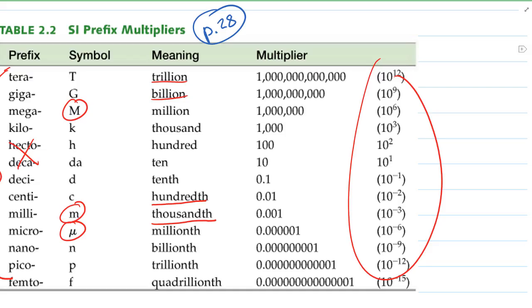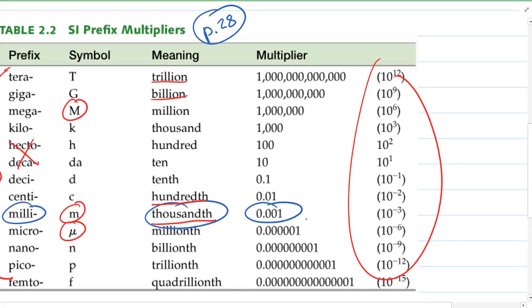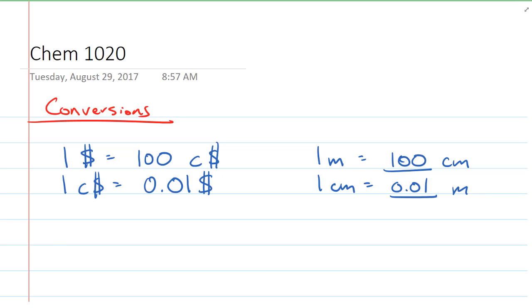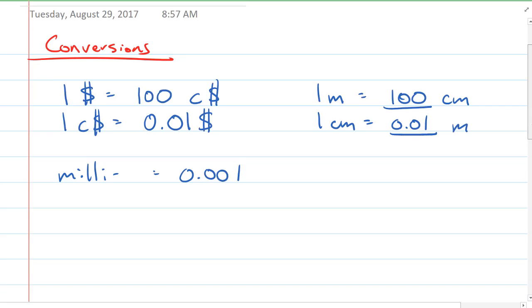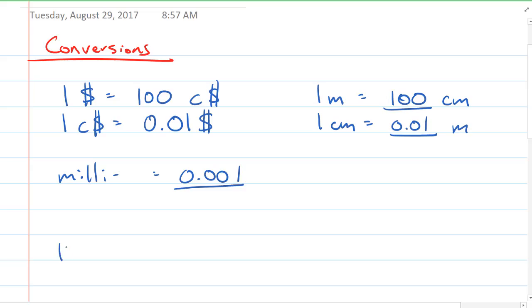If we look at the prefix milli right here, the prefix milli means 1/1000th, or 0.001. Let's look at kilo. We're going to work with these 2 next. The prefix kilo means 1,000. So again, milli means 0.001. Kilo means 1,000.